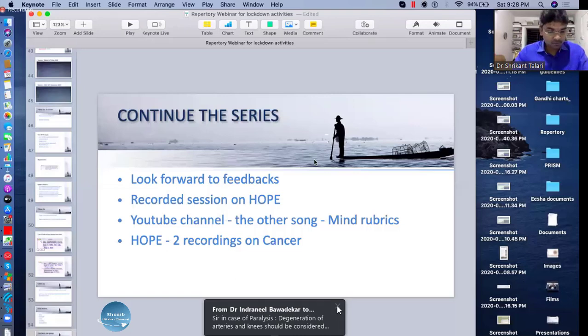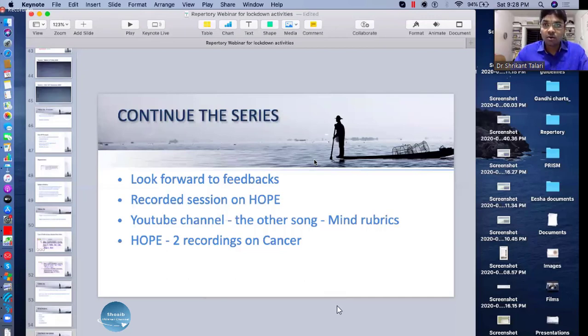Wonderful, that sums it all. Any other queries from the participants? Why was Sulphur given after Gymnocladus, and what was the potency for Sticta? Sticta again 200.